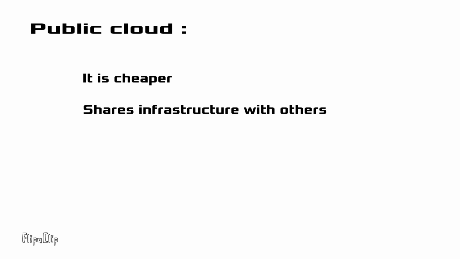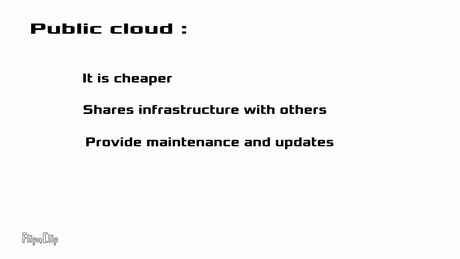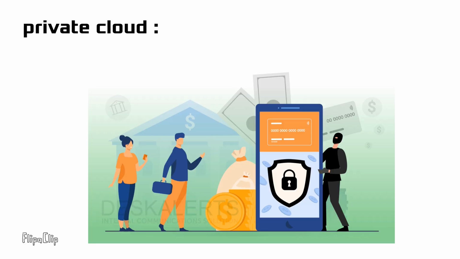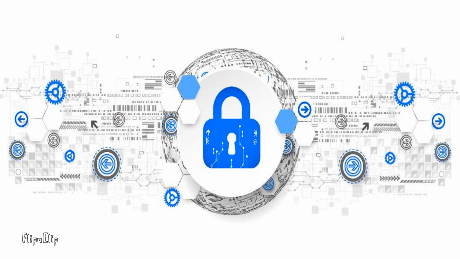It is usually cheaper and easier because you share infrastructure with others, and they provide all maintenance and updates. But in private cloud, on the other hand, to explain this, think of a large company like a bank. They need a high level of security for their data, so their data needs to be maintained securely and separately.